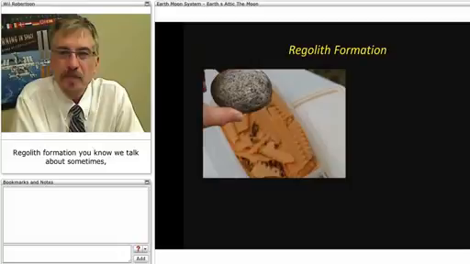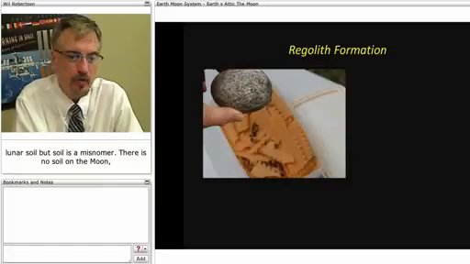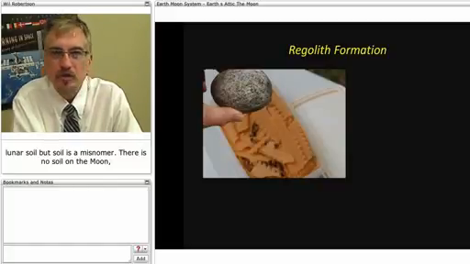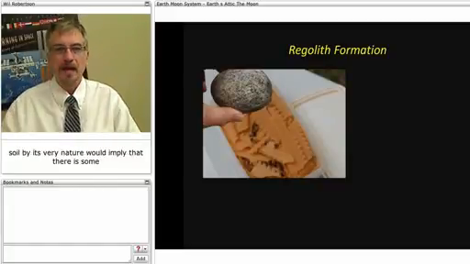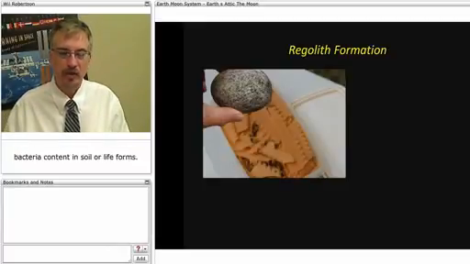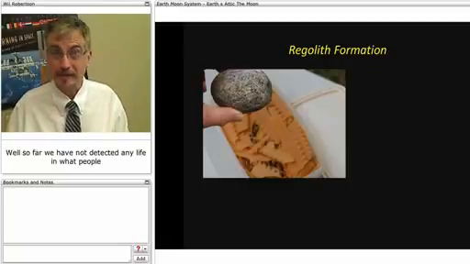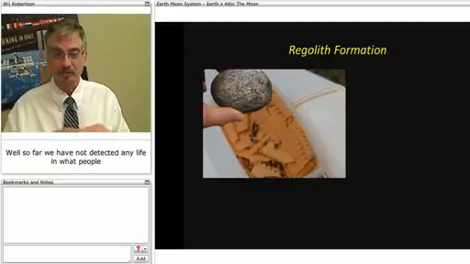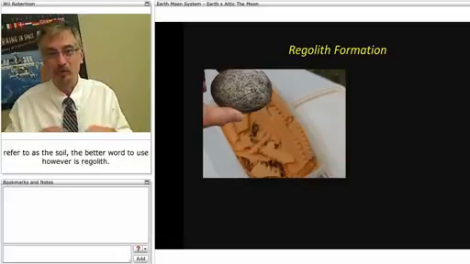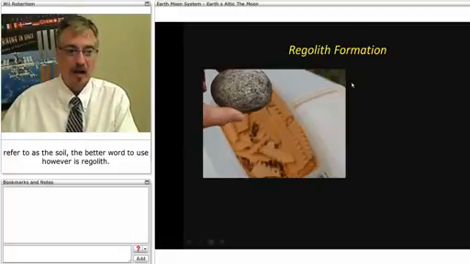Regolith formation. We talk about sometimes lunar soil, but soil is a misnomer. There is no soil on the moon. Soil, by its very nature, would imply that there's some bacteria content in the soil or life forms. Well, so far we have not detected any life in what people refer to as the soil. The better word to use, however, is regolith.